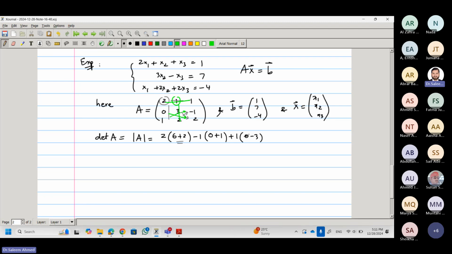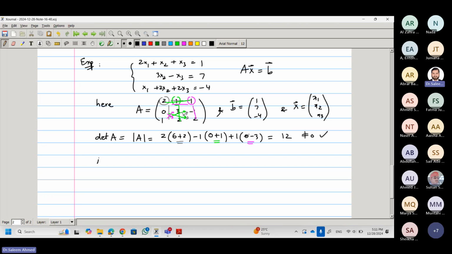0 into 2, minus into minus 1, so 0 plus 1. And then you got 1, this is gone. So you got 0 minus 3. So it's 12. So that is 6 plus 2, 8. 2s are 16, minus 1, 15, and minus 3, 12. Right? So this is not equal to 0. Go ahead. This is what we needed.